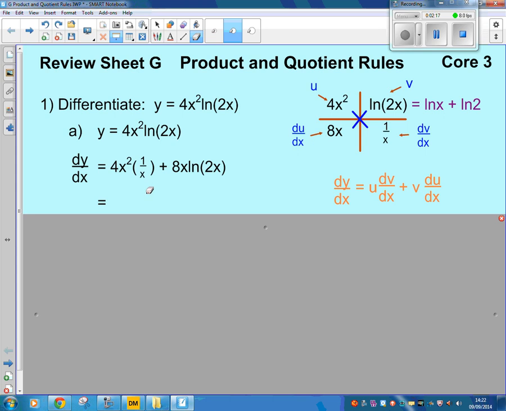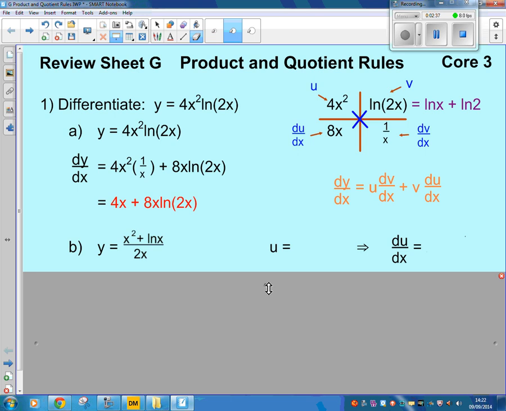And we can simplify this. 4x squared times 1 over x is the same as 4x squared divided by x. Cancel one of the x's out, and that comes to 4x. So your answer is 4x plus 8x ln of 2x.